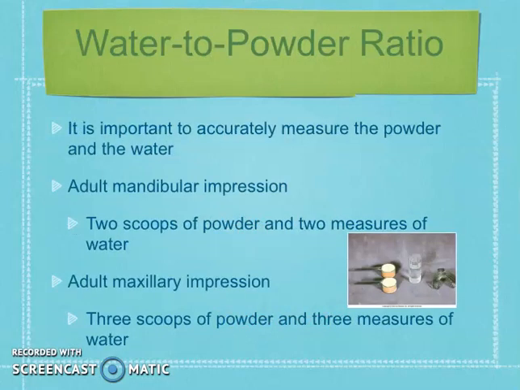So the water to powder ratio is very important. For the adult, we've learned in lab that 2 scoops of powder and 2 measures of water for the mandibular and 3 for the maxillary. When you get out into the offices and you get a job, you're going to have to make a decision based on the patient's size of their mouth. If their mouth is very large, you may need the 3 scoops. If they have a real small, tiny mouth, then you're going to need to judge. You may not need but 2 scoops on each one.